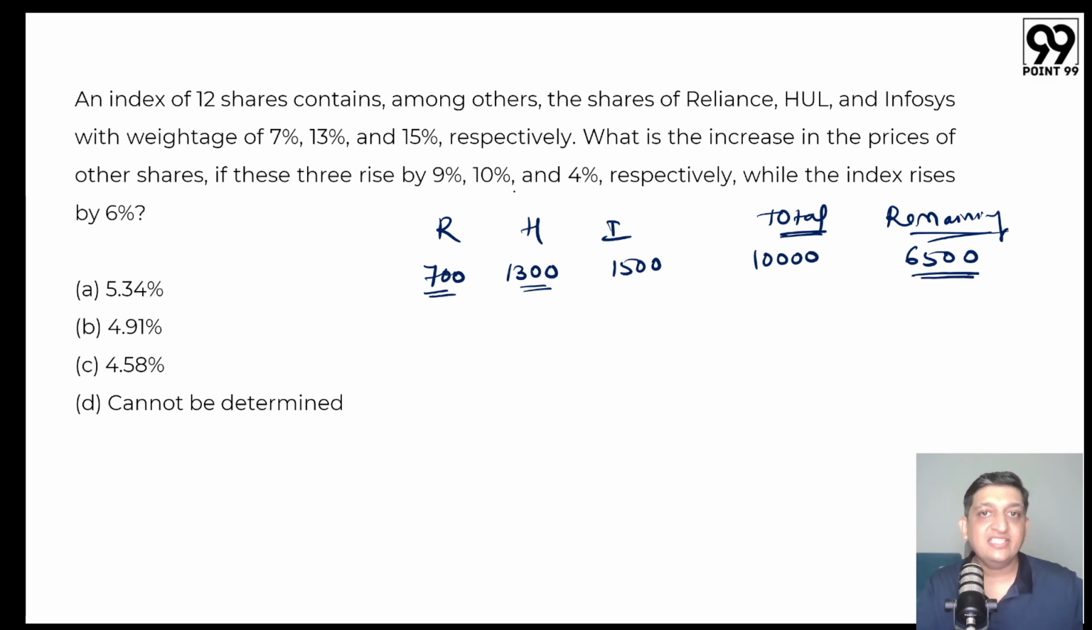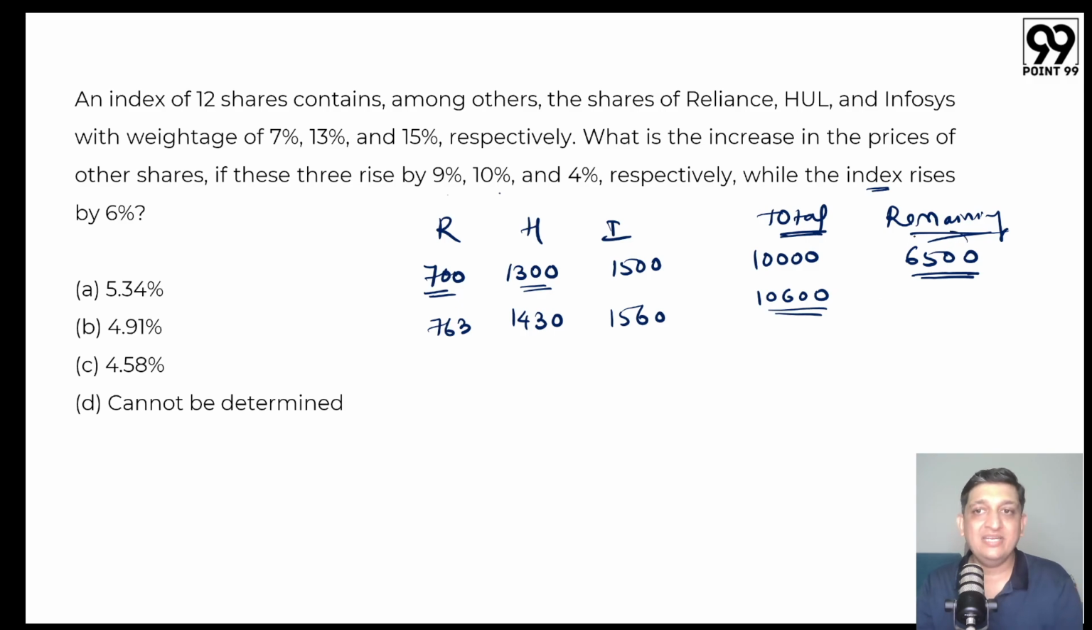Now we know that the increase of Reliance, HUL and Infosys is 9, 10 and 4%. If 700 increases by 9%, it will increase by 63 rupees, 763 will be the value. 1300 increases by 10%, it will increase by 130, or 1430 will be its new value. Infosys will increase by 4%, it will increase by 60 rupees, 1560 will be its new value. Overall, the index rises by 6%, which means that instead of 10,000, 1% of it is of course 100. So 6% is going to be 600, which means that the index will be at 10,600.